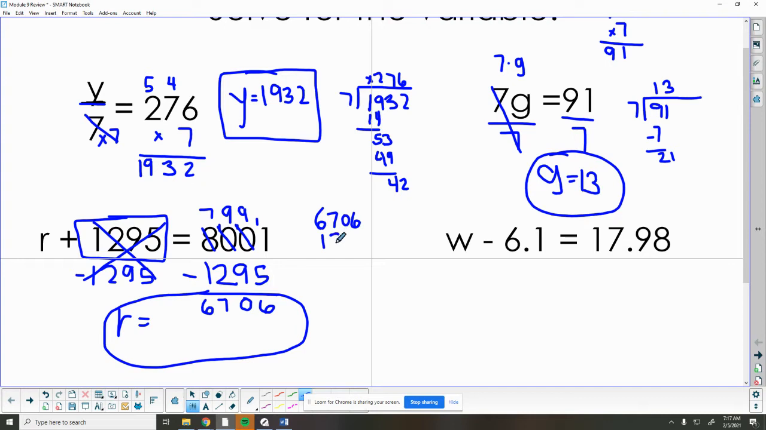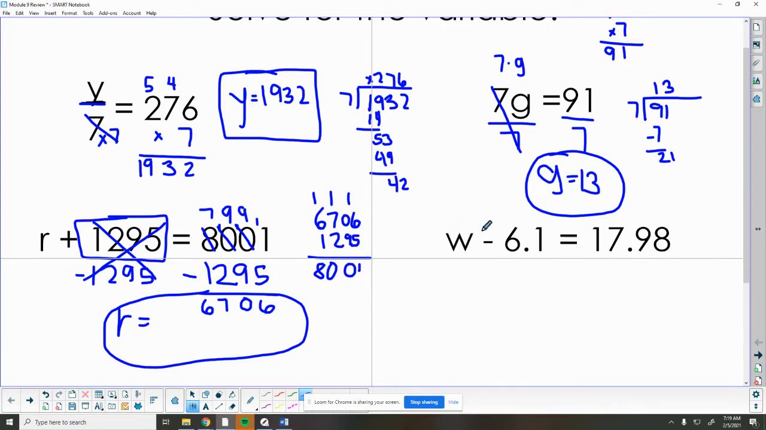So I'm going to plug that in, 6,706 plus 1,295, and just double check. There's 11 and 10, 7, 8, 9, 10, and 8, 8,001. So that is the correct solution for r.